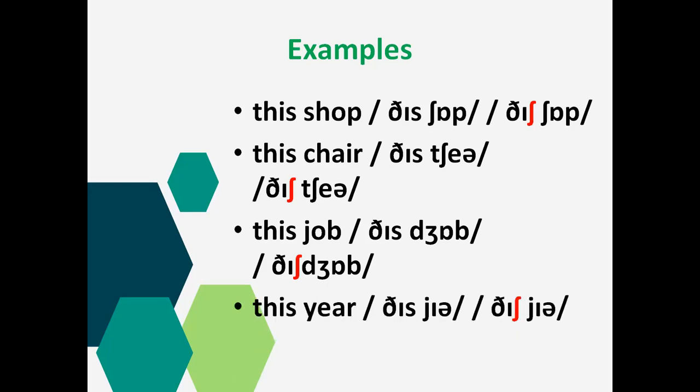Fourth example is "this year." So in "this year," the y sound is here before the s sound. So it will be changed, or it will be assimilated to "thish year." There will be again a double sh sound.